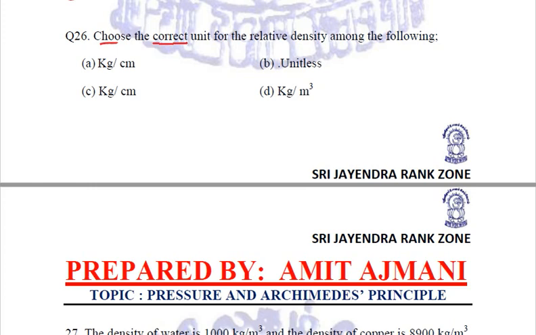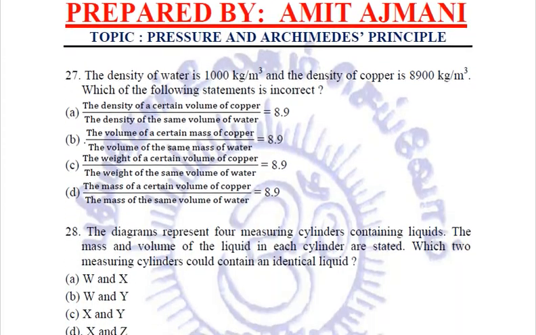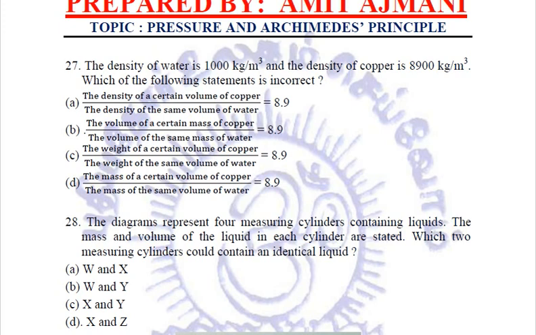Choose the correct unit for the relative density among the following. We know that relative density is the density of the substance divided by the density of water, and therefore there is no unit of relative density. It is unitless. It is always expressed in pure figure form, pure number. Clear? So B is the option you are going to mark, that the unit of relative density is unitless. Let's see the next question.